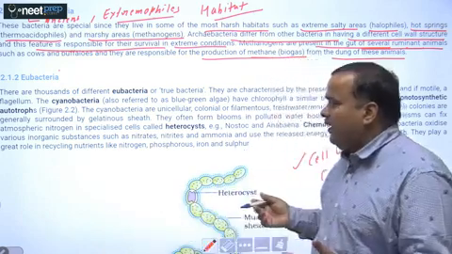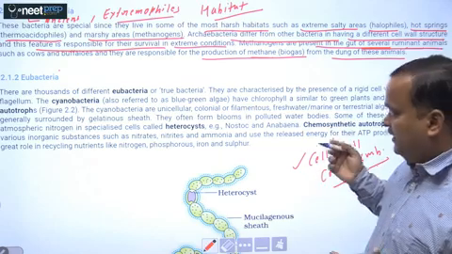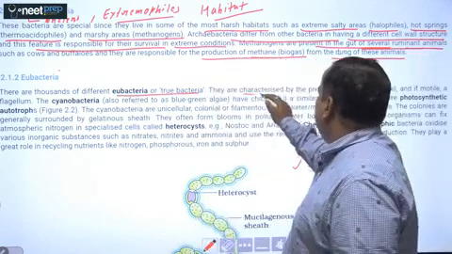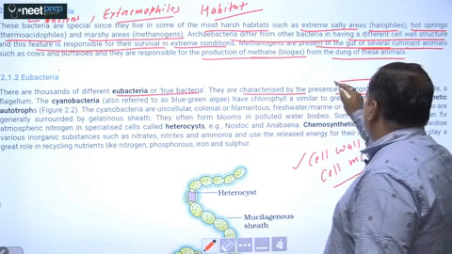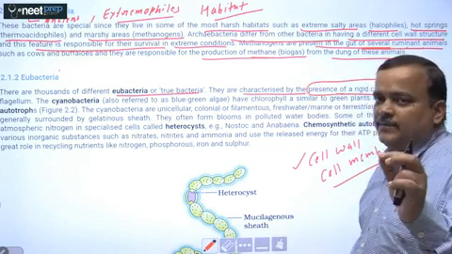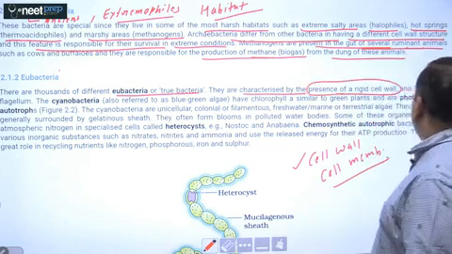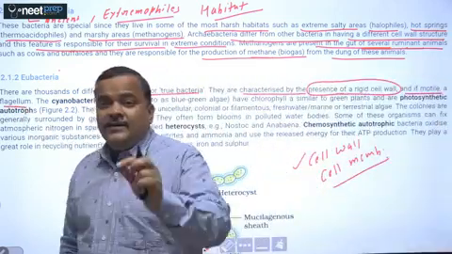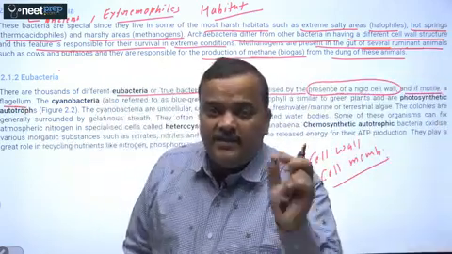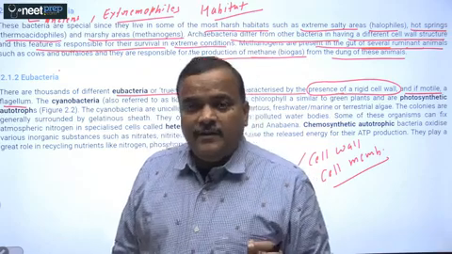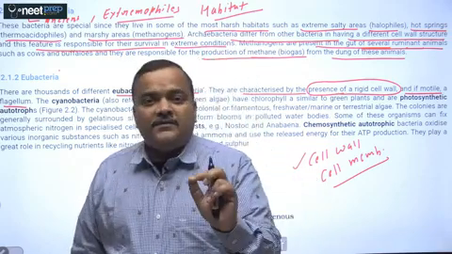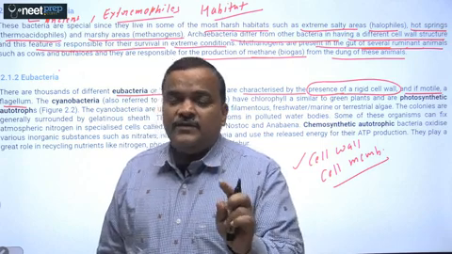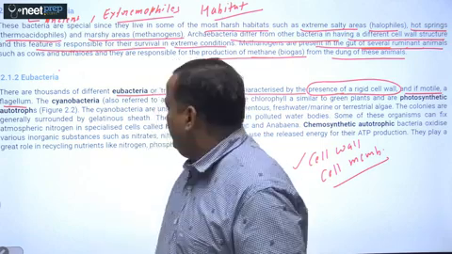Next is eubacteria. Now there are thousands of different eubacteria or true bacteria. They are characterized by the presence of a rigid cell wall, and if motile, a flagellum. That means it is not necessary that every bacterium should possess a flagellum. Flagella can be present as a surface appendage in bacteria, but it is not necessary that every bacterium should possess one. This question has been asked. Okay, now next.